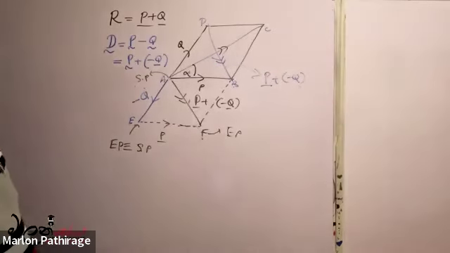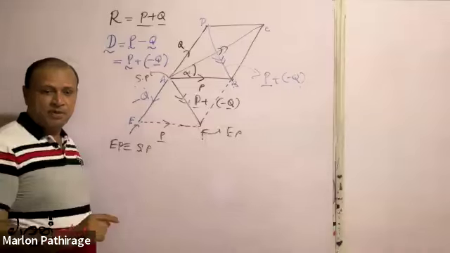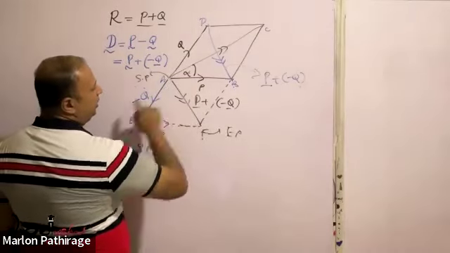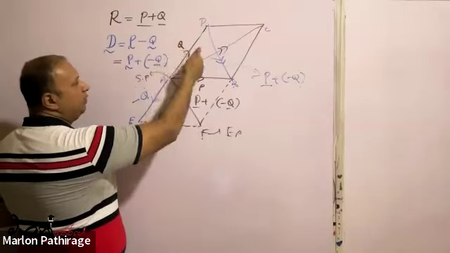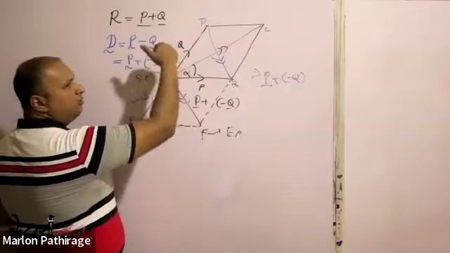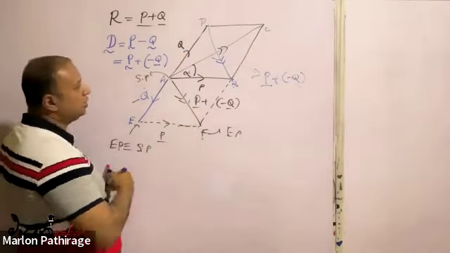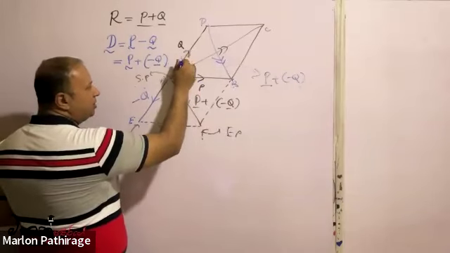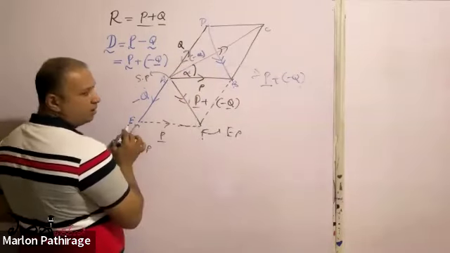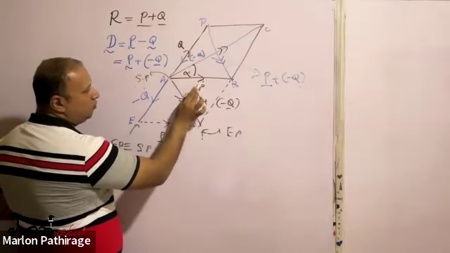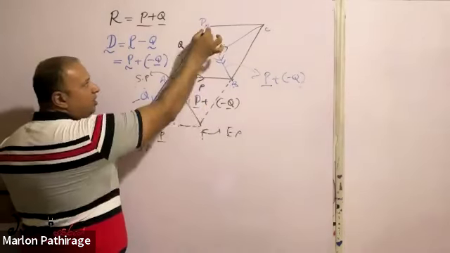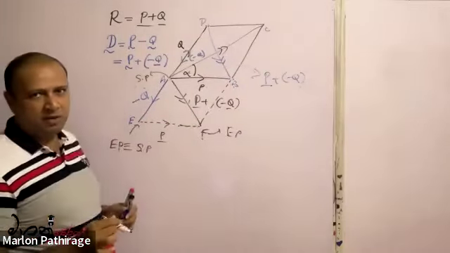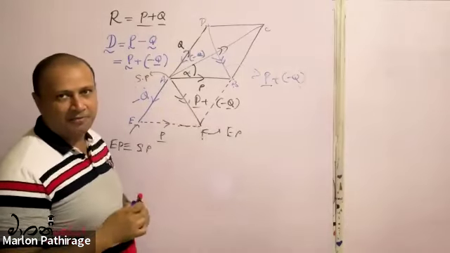How to get that one using the vector triangle principle? Look at this one. Here is P. If you invert this vector, it will give minus Q. So if this vector is Q, this vector is minus Q. So if you add minus Q plus P, it should be DB. Therefore, minus Q plus P, which means P minus Q, should be DB.